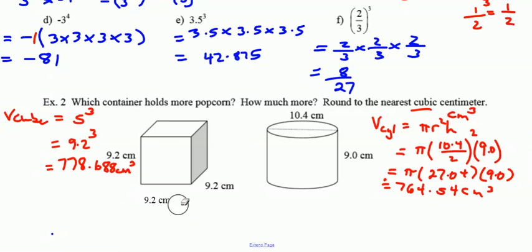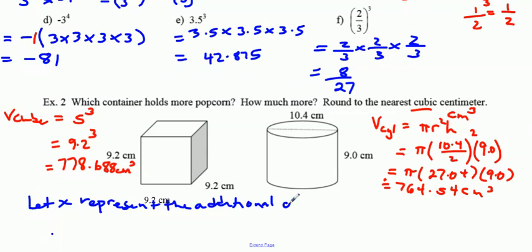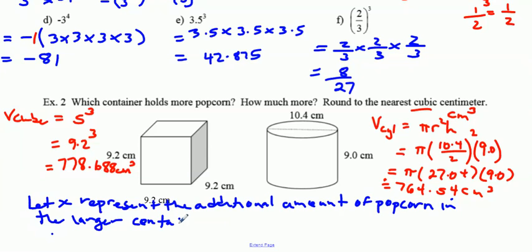So instead of doing that, what I would like you to do is understand that you are solving for something unknown. And we normally do this at the beginning at the top, but it's awkward here because there is no room here. So I'm going to say let x, I'm going to introduce a variable, represent the additional amount of popcorn in the larger container. And I always think about what my units are for that variable.